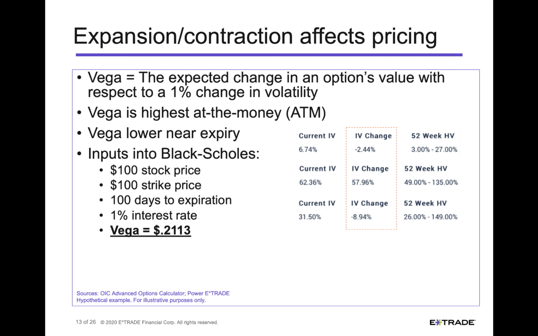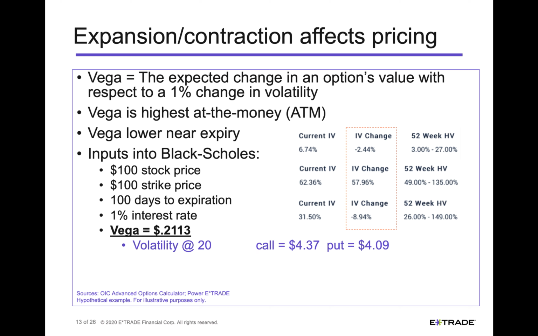Let's get back to the fourth bullet point, inputs into the Black-Scholes model. We're going to take a $100 stock price and a $100 strike price, so these are at-the-money options. We'll take 100 days to expiration, keeping everything really simple, and a 1% interest rate. All of those are required inputs for the Black-Scholes model. The vega on this option, calculated by the Black-Scholes model, a hypothetical options pricing calculator, is 0.2113.